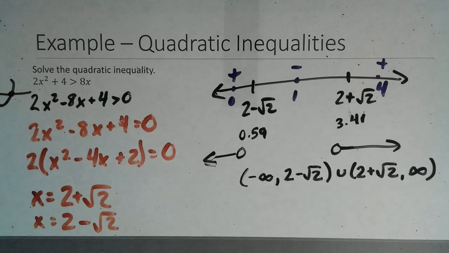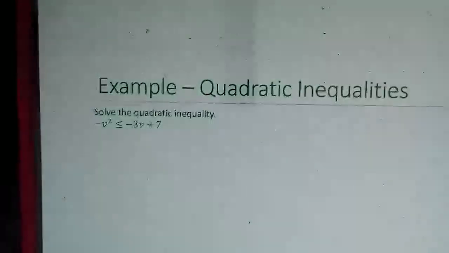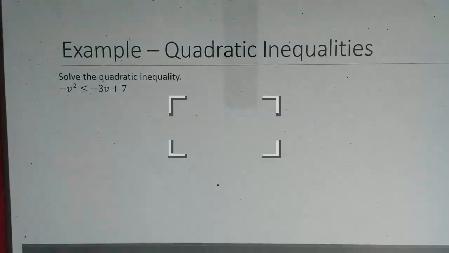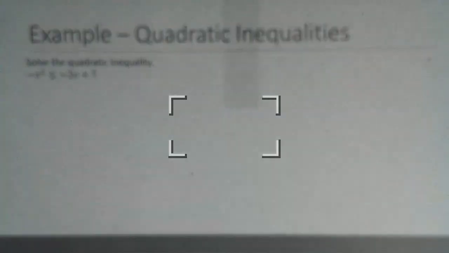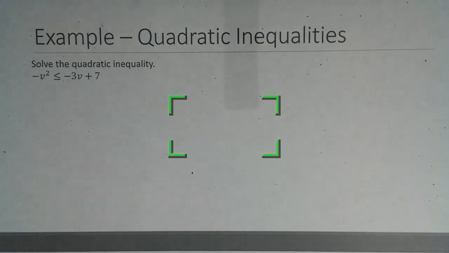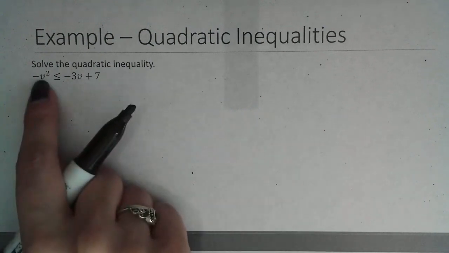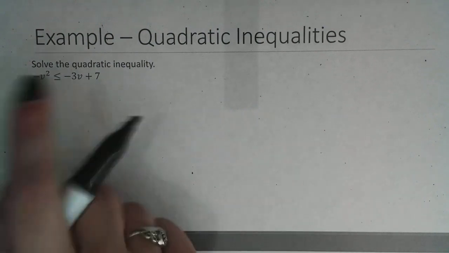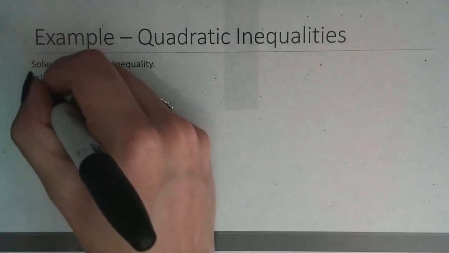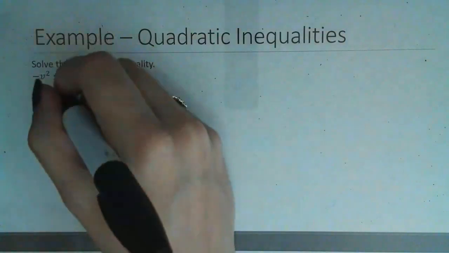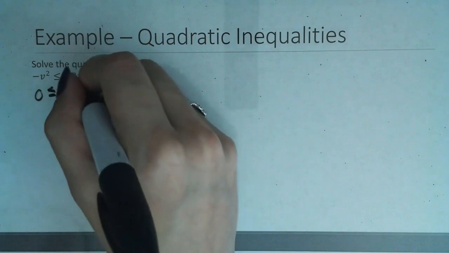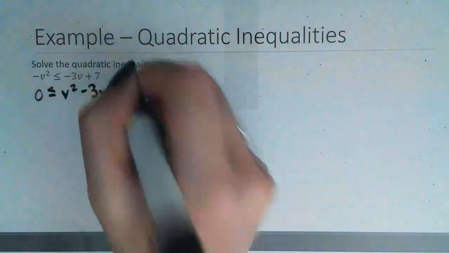Just two more we're going to look at, and these last two are kind of weird. We want to solve the quadratic inequality. We have negative v squared is less than or equal to negative 3v plus 7. I really prefer to have my squared terms positive, so I'm going to add v squared to the right-hand side. That'll leave me with 0 is less than or equal to v squared minus 3v plus 7.